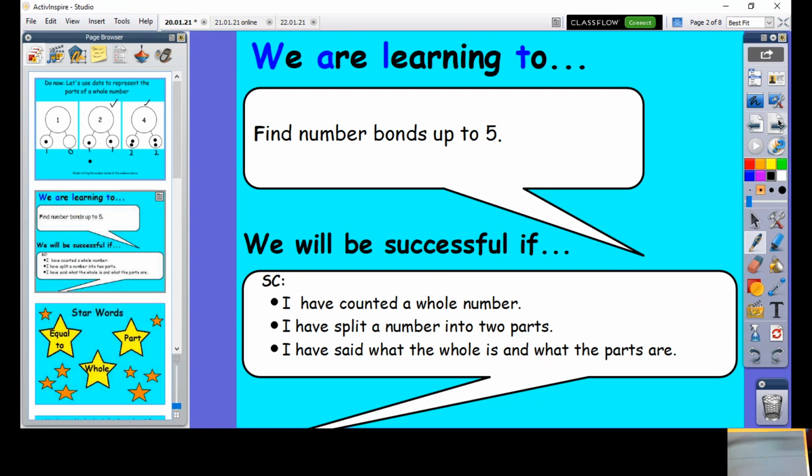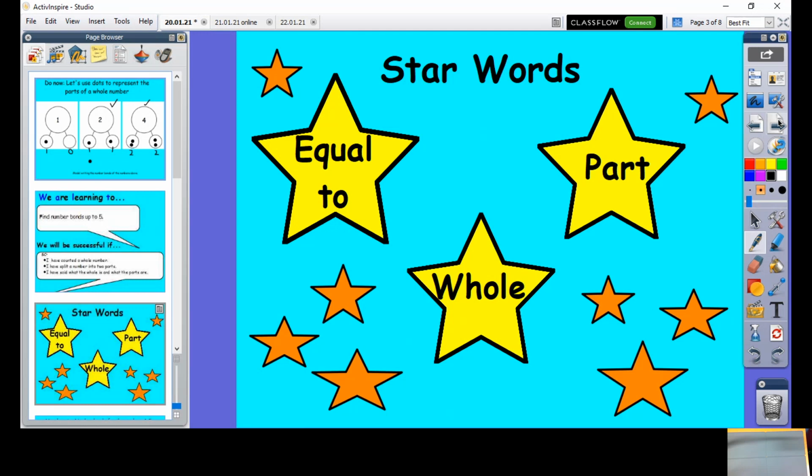Today we are learning to find number bonds up to 5. You will be successful if you can count a whole number, you can split a number into 2 parts, and if you can say what is the whole number and what are the parts. Star words today: equal to, part, whole.